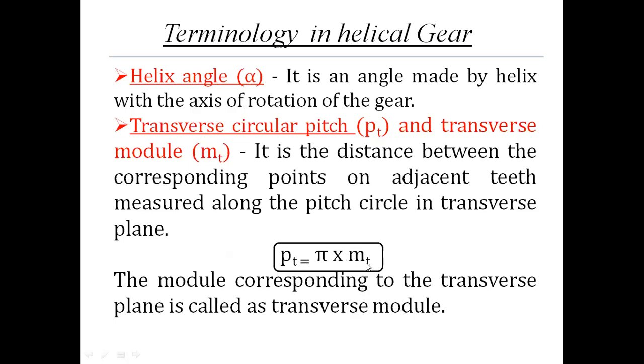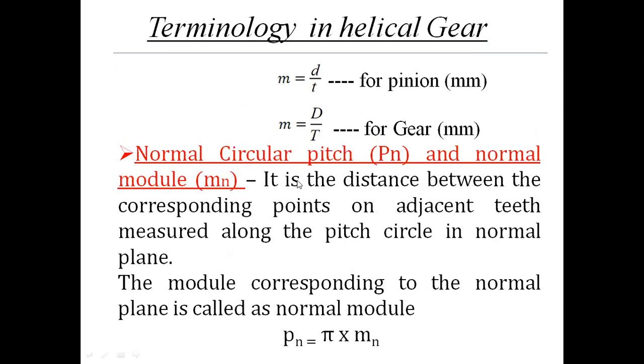And you know the formula for module. The module is the ratio d by t, small d by t for the pinion and capital D by capital T for the gear. Now next, normal circular pitch, P suffix n, the circular pitch along the normal plane. That's why it is given P suffix n. And normal module, the module along the normal plane.